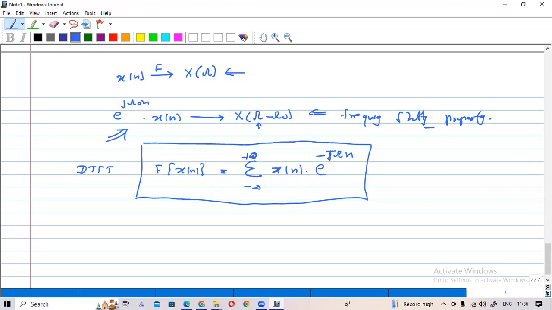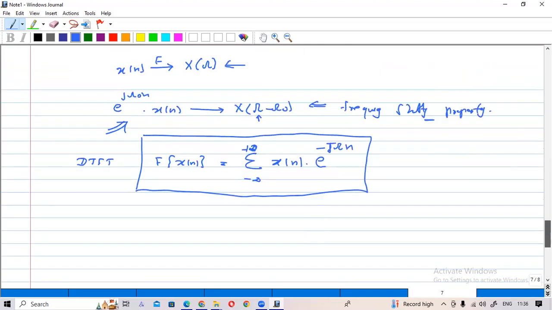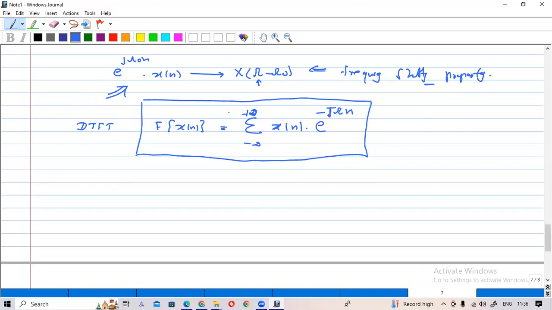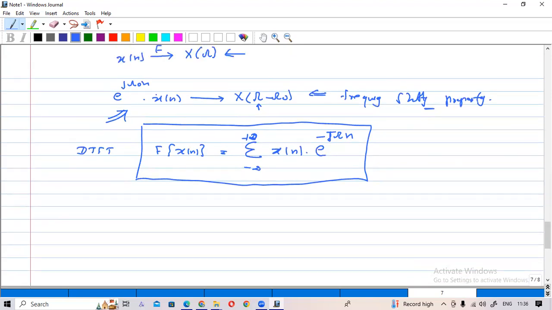Okay, I will do. Just think how to do it. Okay. Now please write the Fourier transform for this term also. So what is the Fourier transform for this term? So if you get the Fourier transform of e to the power j omega naught n xn, that is the Fourier transform of this term.